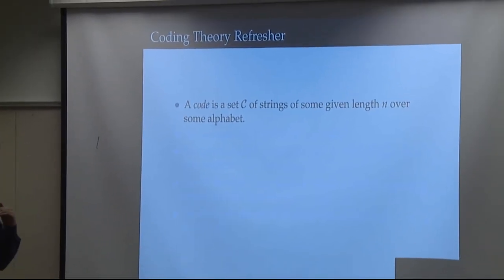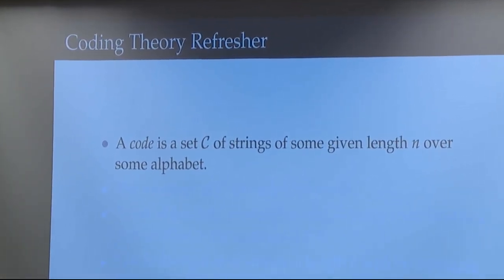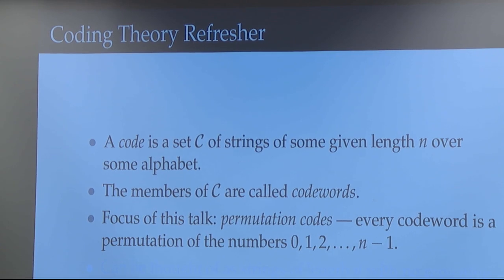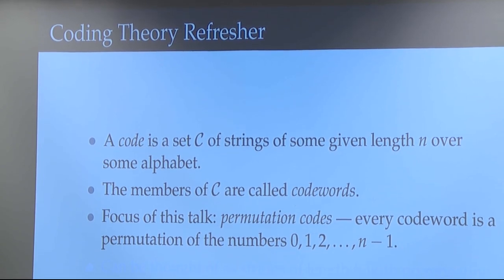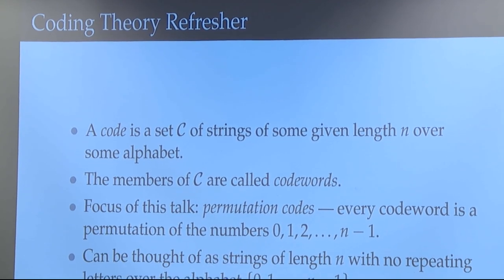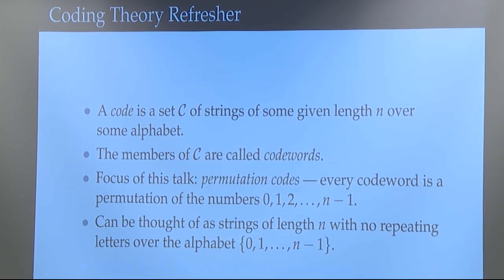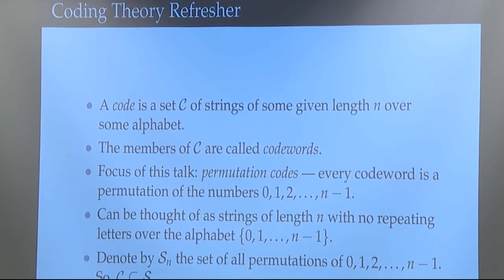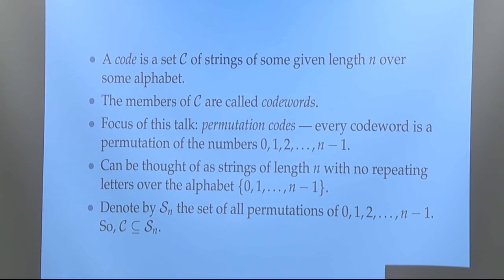In this talk, by an error correcting code or a code, I'm going to mean a set C of strings of some given length n over some alphabet. The members of this set are going to be called code words, and the focus of this talk is going to be on a particular class of codes called permutation codes. In a permutation code, every code word is a permutation of the numbers 0 through n minus 1. So you can think of these permutations as strings of length n with no repeating letters over the alphabet 0 through n minus 1. And we're going to need this one piece of notation. We're going to denote by S sub n the set of all permutations of 0 through n minus 1. So the code that we have is a subset of S sub n.